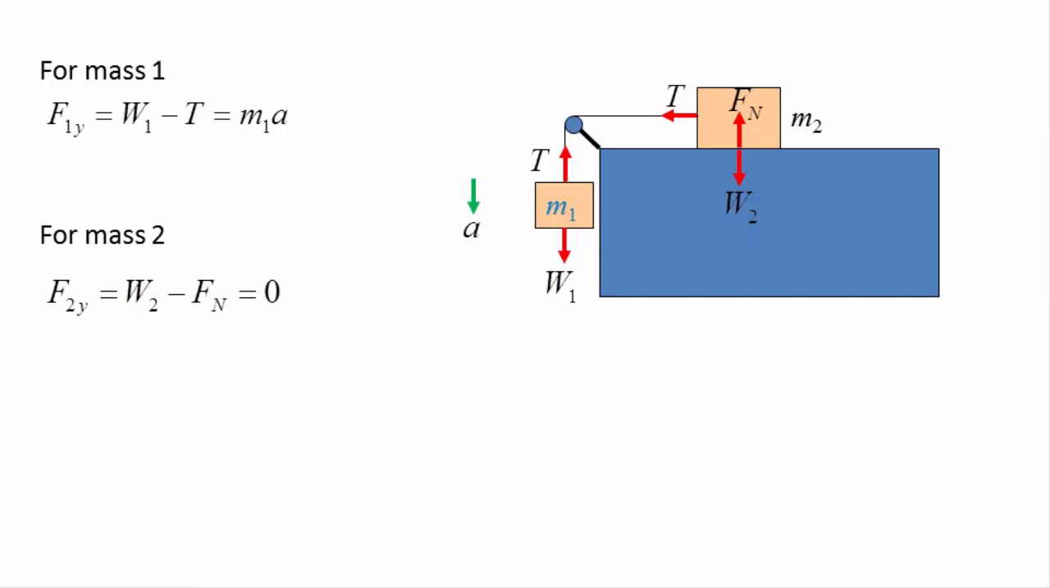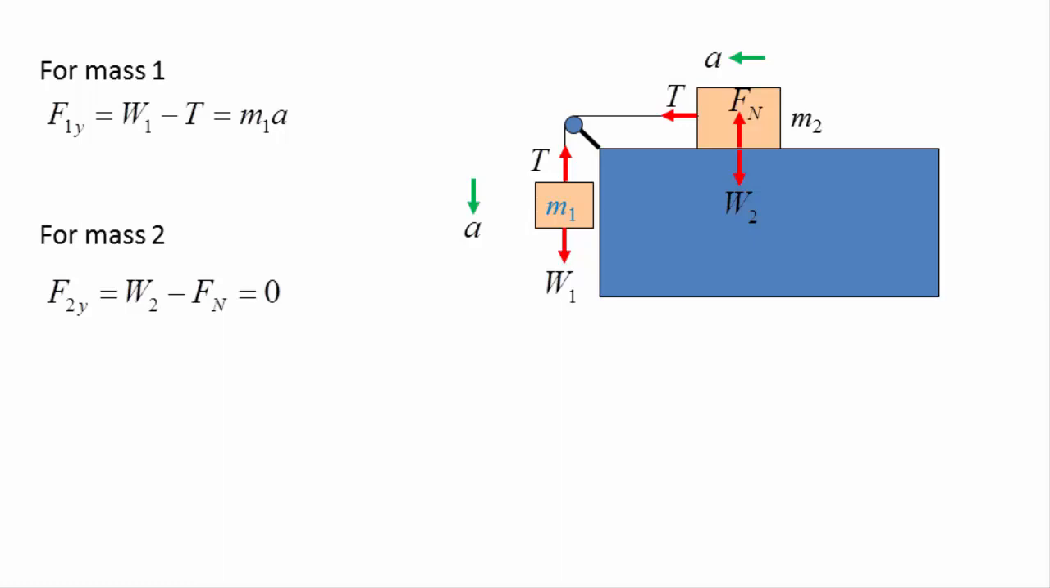Since the two masses are connected by the cable, if there is any movement in mass 1, then there is a corresponding movement in mass 2 because mass 1 pulls on mass 2. So the acceleration experienced by mass 2 will be the same as that experienced by mass 1, but the direction of the acceleration will be to the left.